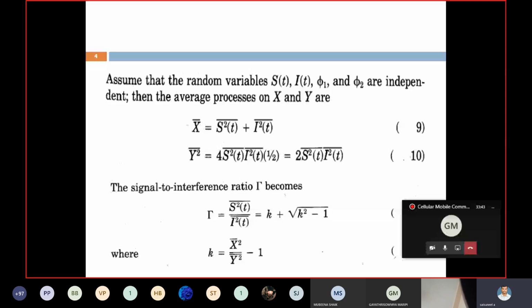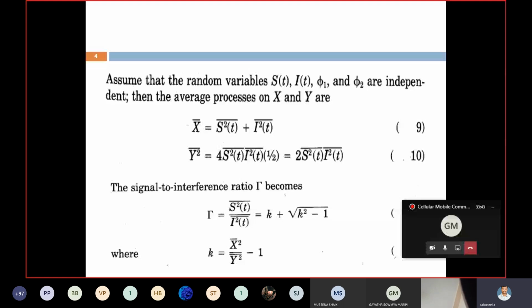Right. Here I'll assume the terms I of t, phi 1 and phi 2 in the previous equation. In this previous equation, in x and y terms, what are the main terms we are getting? S of t, I of t, cos, phi 1, phi 2. Assume that the random variables are not dependent.